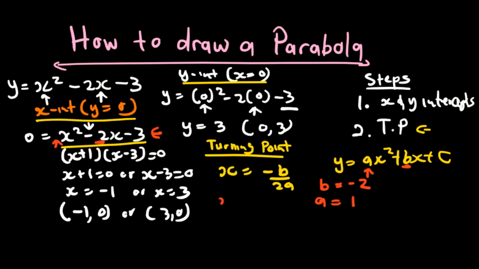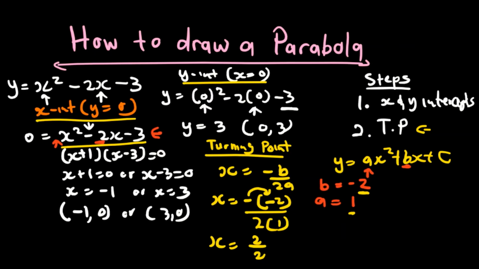So x is equal to minus minus 2 over 2 times 1. Therefore, x is equal to, this minus will multiply the minus 2, and you have 2 divided by, this 2 will multiply this 1, so it's 2 over 2, which is equal to 1. So this is the x value of the turning point.